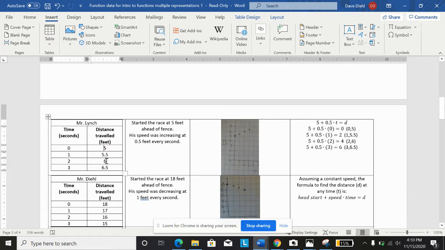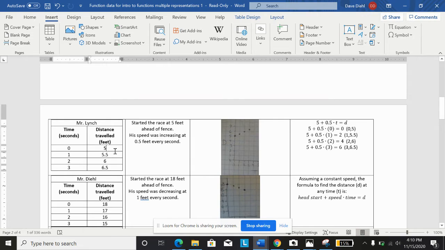And this little trick that you can always multiply this number by the same number every time to get the output doesn't work, right? Like 2 times 3 is 6, but 3 times 3 is not 6.5. And the reason that proportionality doesn't continue is because this number throws it off, right? It throws off that pattern. Now, there's still a pattern that he increases 0.5 every time. And we can see that here, that Mr. Lynch started the race at 5 feet, right? He had a 5-foot head start ahead of the fence.